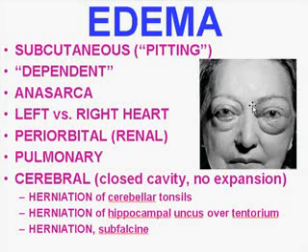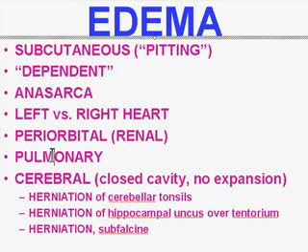Periorbital edema is seen in a variety of conditions, and renal is one of the most common conditions you see it in as well. The edema of renal failure often results in periorbital edema. We saw that the edema of hepatic failure results in ascites. Pulmonary edema is pretty much the same as left congestive heart failure.